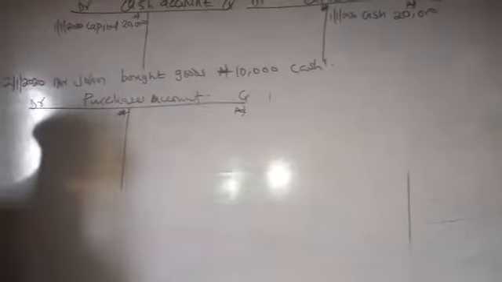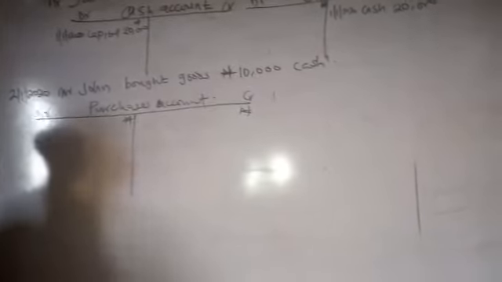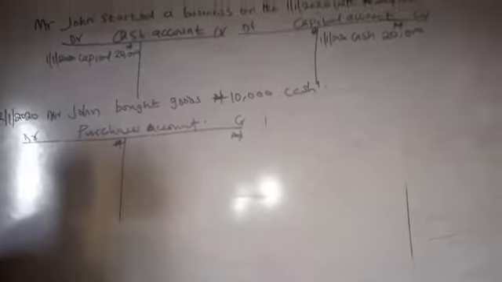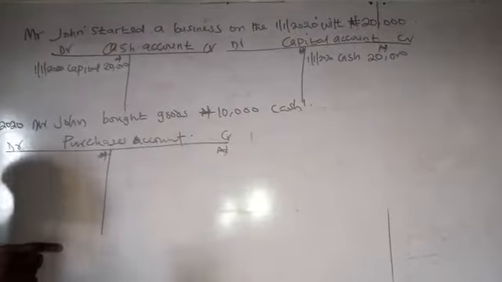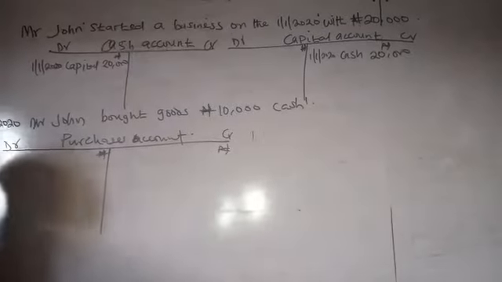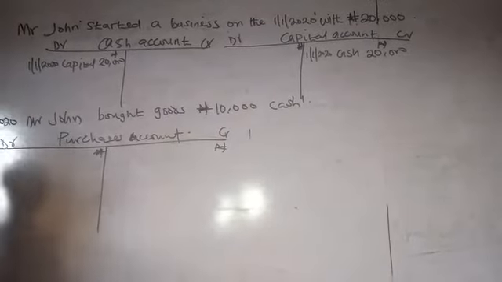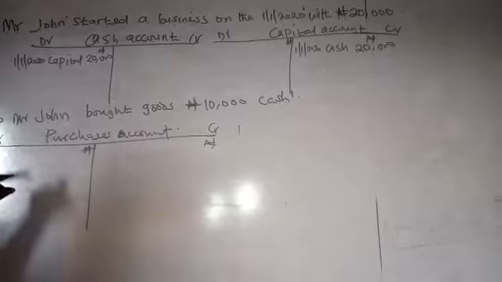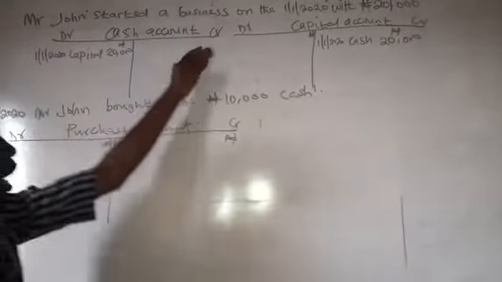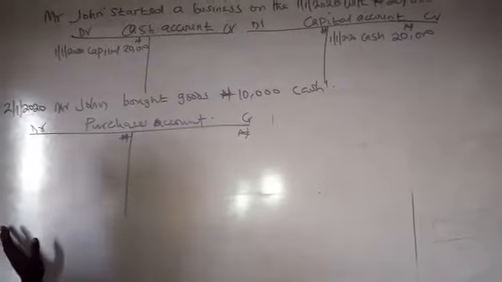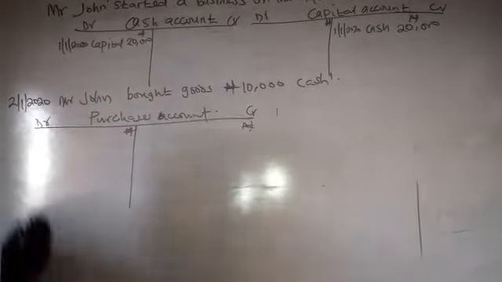Assume you are Mr. John. You started business with 20,000 naira cash, and we've been able to justify the principle of double entry in the first transaction. Now you took part of your 20,000 naira to the market, 10,000 naira to buy what? Goods. In this case, your cash account on this second transaction is giving out 10,000 naira, while the purchase account is receiving what? 10,000 naira. Then you need to do it this way.